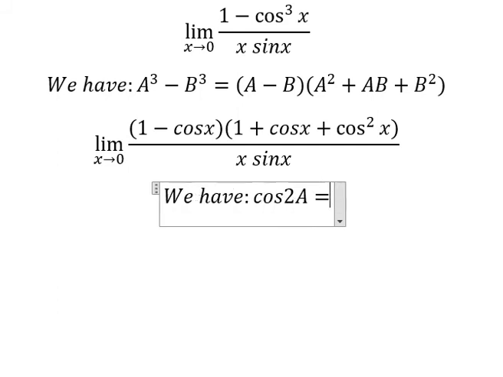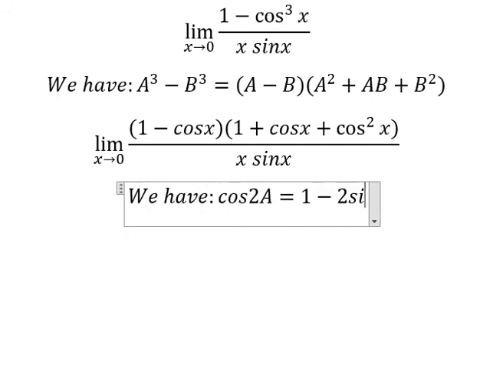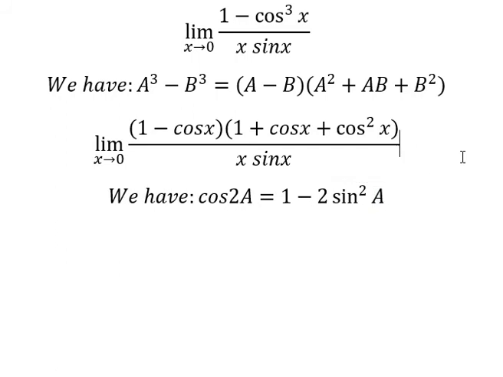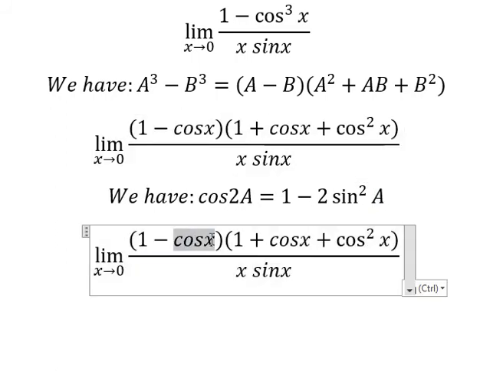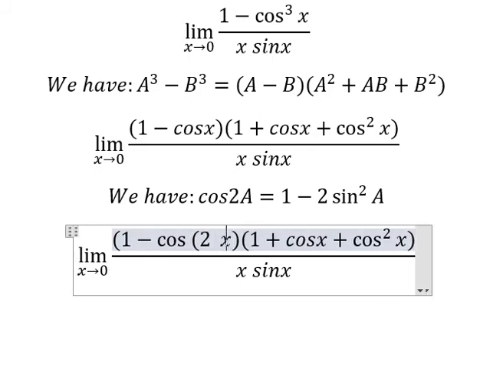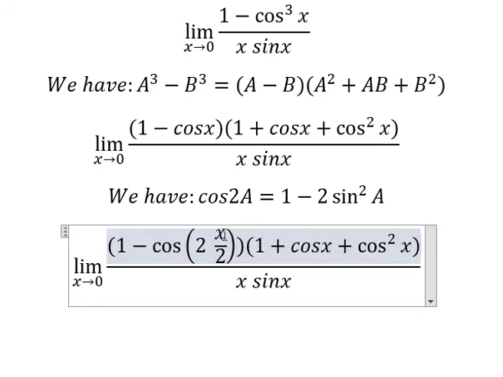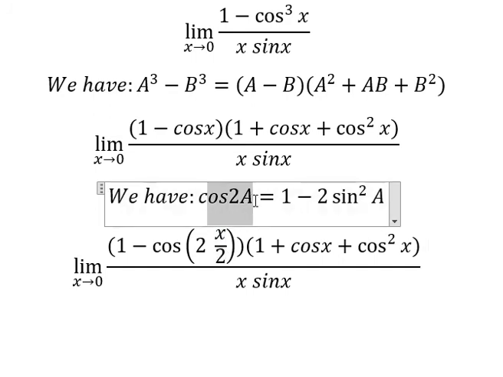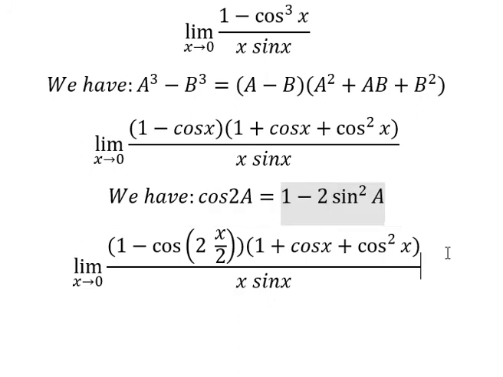Cosine 2a equal to 1 minus 2 sine a square in here. Now, cosine s, that is about cosine number 2 multiplied by s over 2. So capital A, that is about s over 2 in here. Now we need to transform this one into this one.